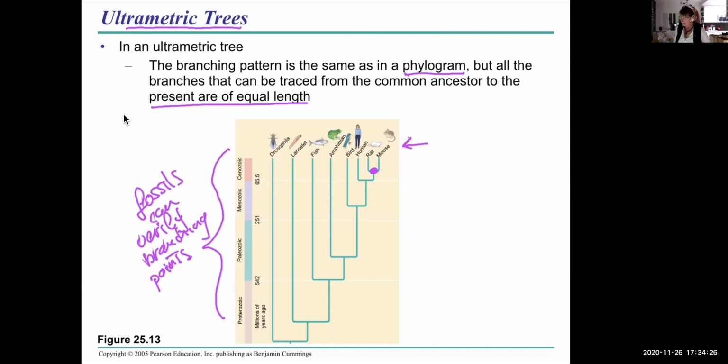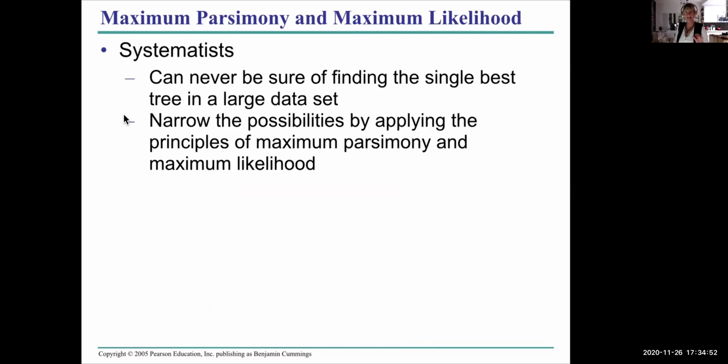Yeah, so for example, here in the Paleozoic, about 500, no, not that long, about 400 million years ago, the amphibians branched off. So ultrametric trees can give you chronology, absolute chronology, but you need to have a lot of evidence. So building phylogenetic trees is about getting evidence.